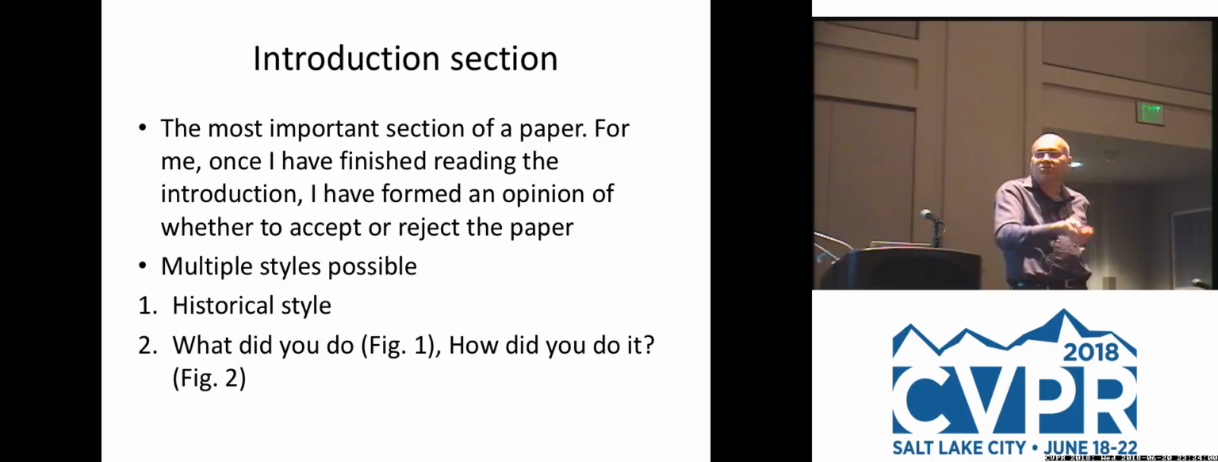So that's one style. A second style is what I call figure one, figure two. Figure one is what you did. Figure two is how you did it. In computer graphics, this style is very common. Figure one is a nice figure which indicates the input and output of your system, so you make it very clear to the audience what you did. And then figure two is how you did it, so it might be an architecture of your approach or something schematic.